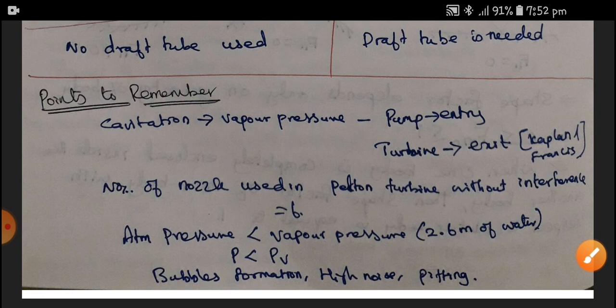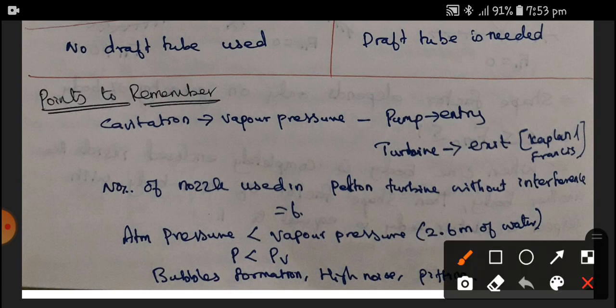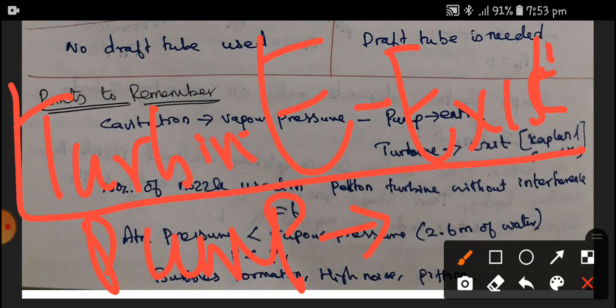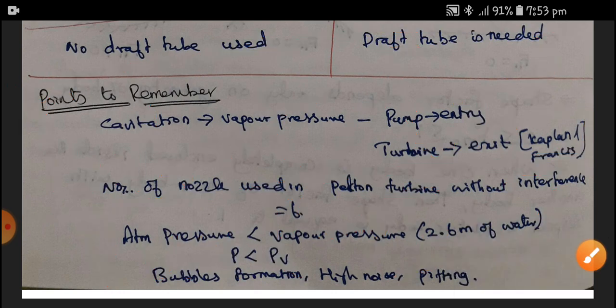In the centrifugal pump and the reaction turbines, in the pump the cavitation generally occurs at the entry. In the turbine, it is at the exit. We can easily remember this: the turbine's last letter is an E, which stands for exit. Pump has no E. So the turbine is for exit, and the pump is for inlet or entry. We can easily remember this.